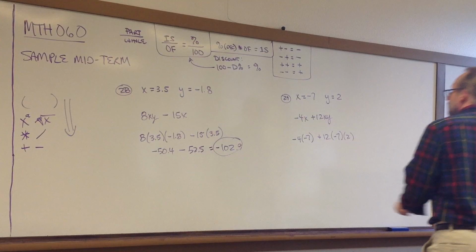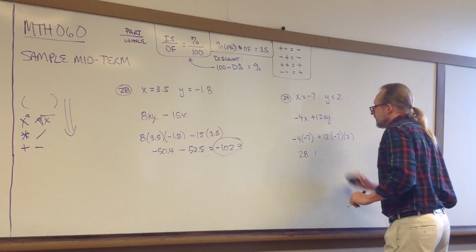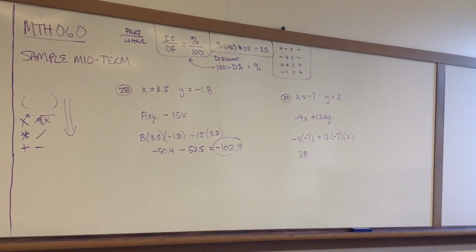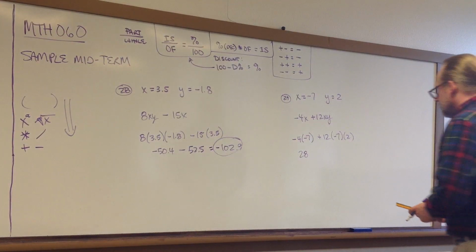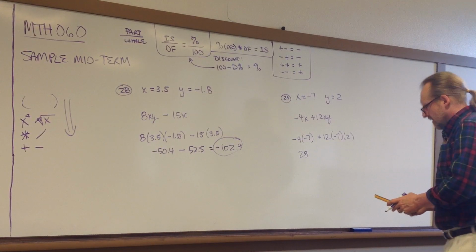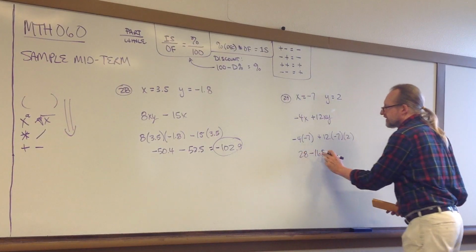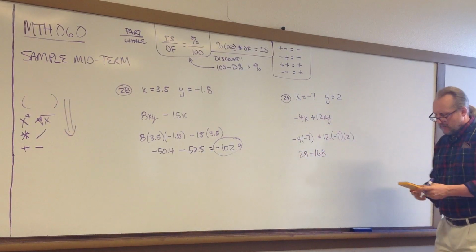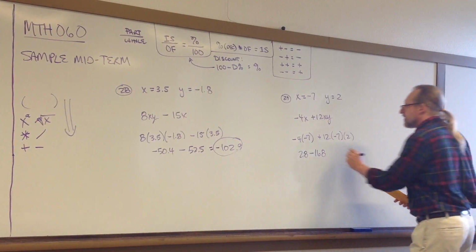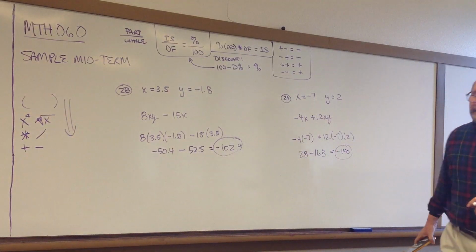Okay, let's see. This will be positive 28. And then this one, 12 times negative 7 times 2, that's going to be a negative answer. What is that going to be? 168? Yeah, negative 168. So this is positive, this is negative. 28 minus 168, that should be negative 140. Okay.